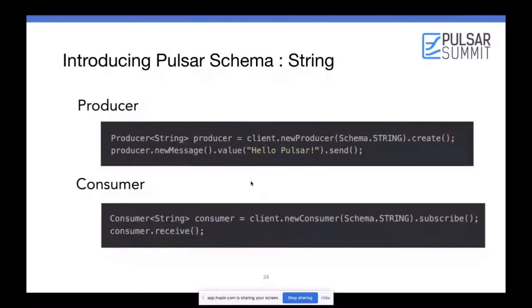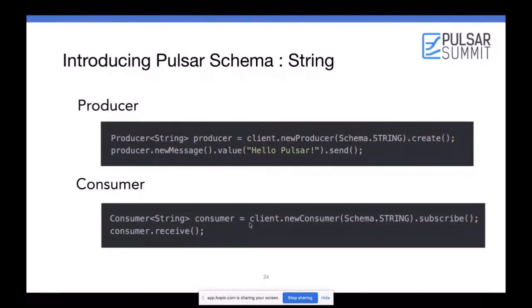Instead of bytes, you can say that, well, I want my messages to be more readable when I consume, and not get into all the bytes, which could be a little bit difficult for debugging. You could use string schema. So when you make a producer instance, you say that I want to use string schema. You make a producer with schema.string, and then create that producer instance. When you send a new message using that producer, you just put a value here, and then you send.